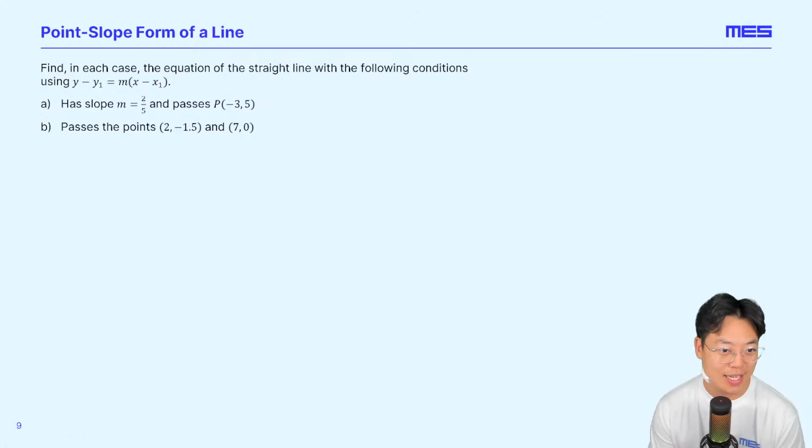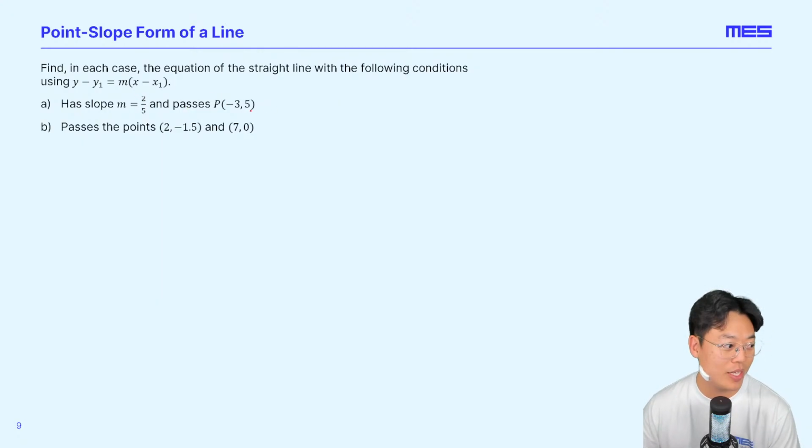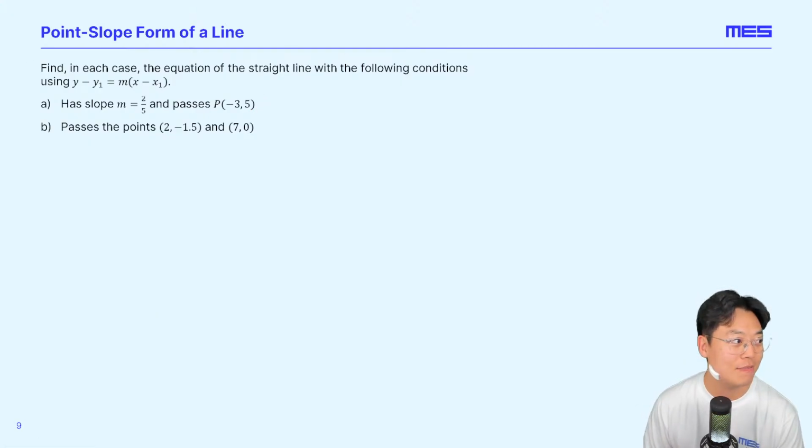Find, in each case, the equation of the straight line with the following conditions using our point slope form. So for letter A, we're given the slope and we're given a point. We're given a slope equal to 2/5 and it passes through the point negative 3 comma 5. Now from here, what you may notice is that we can simply plug in. We have an x sub 1 here and a y sub 1 here, and we have our slope.